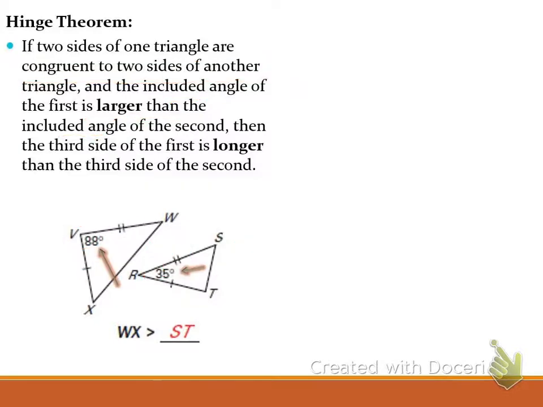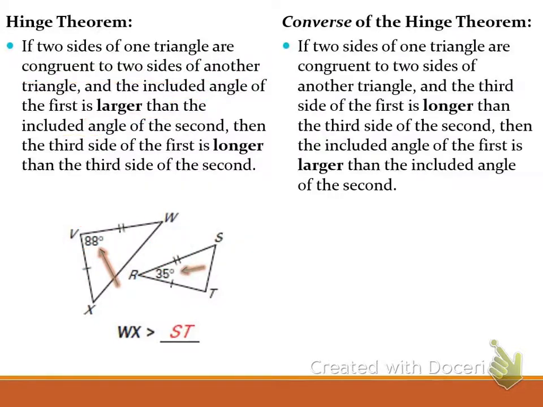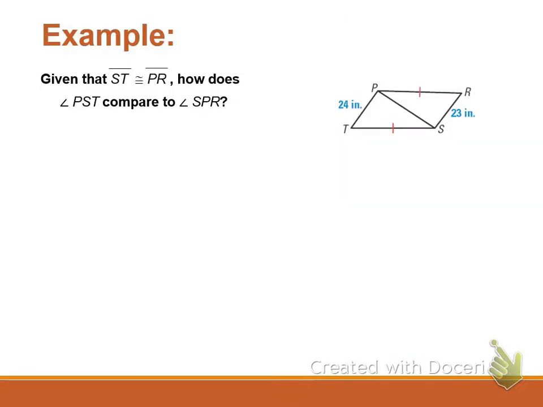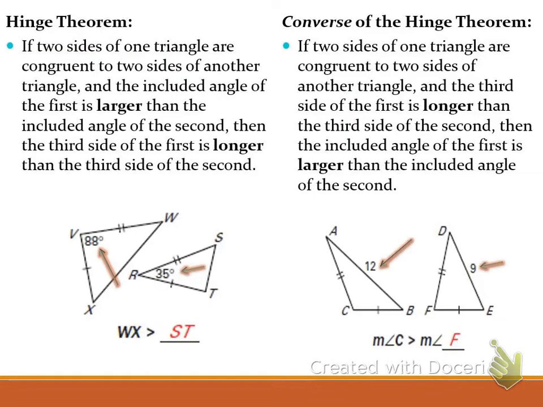Okay? There's a converse to the hinge theorem as well. And the converse acts a little bit weird because it still requires us to know that two sets of sides are congruent. But now instead of comparing the angles between them, we're going to compare the third side. So the converse takes sides and helps us decide which angle is bigger.